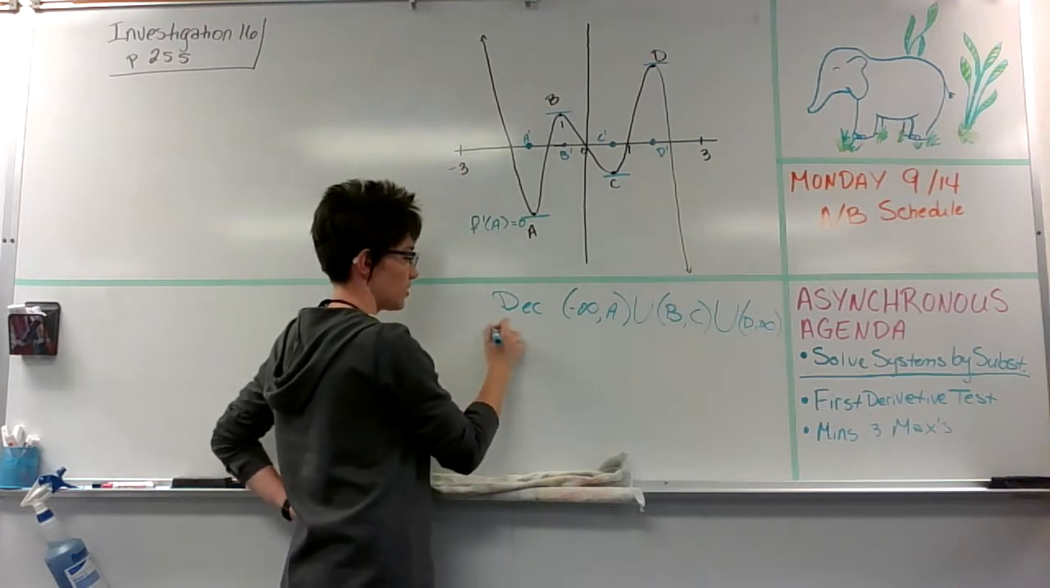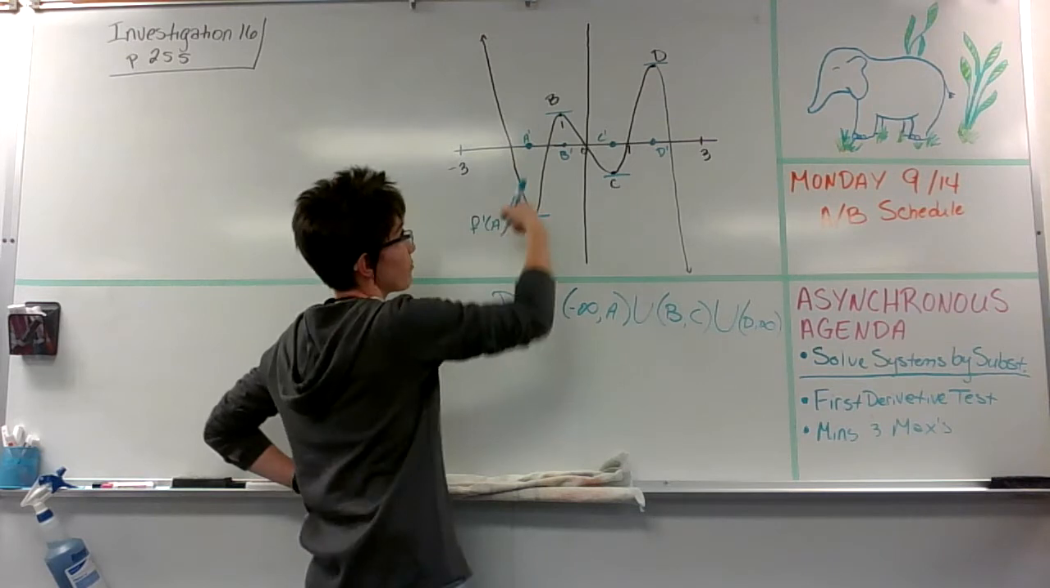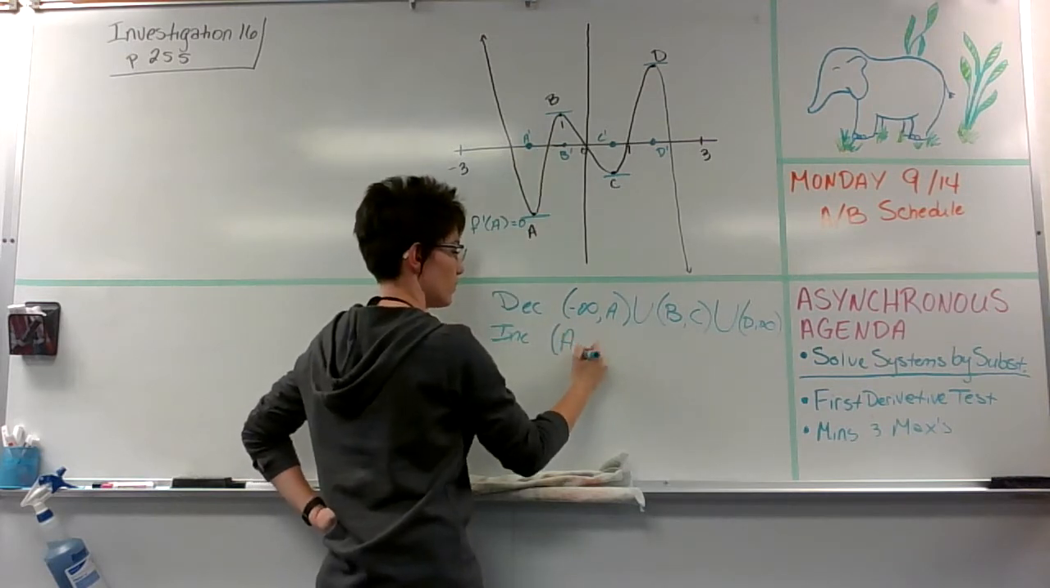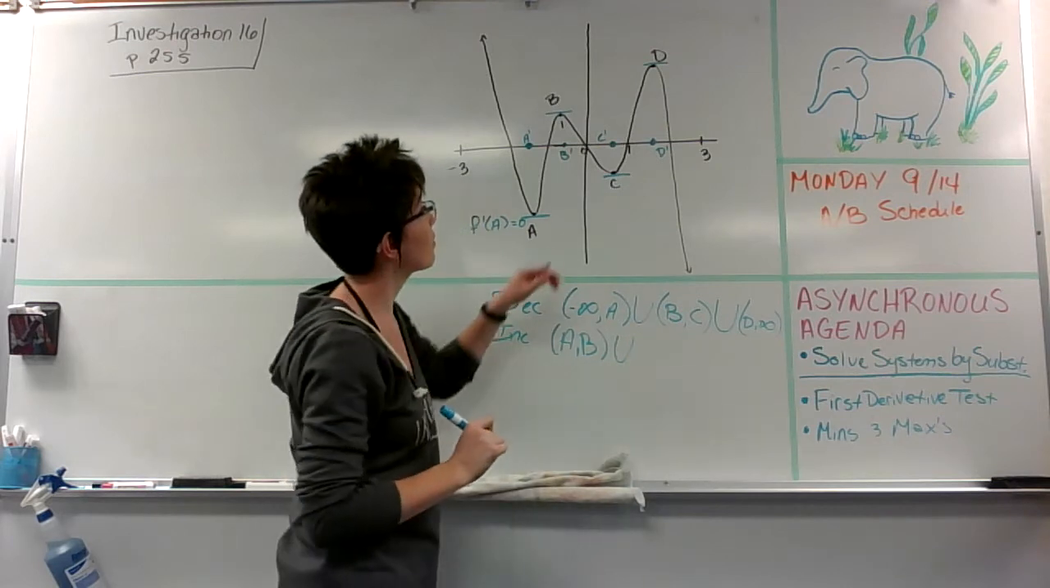Okay, so then if I wanted to look for intervals of increase where the function has positive slope, how about from A to B, union with C to D.